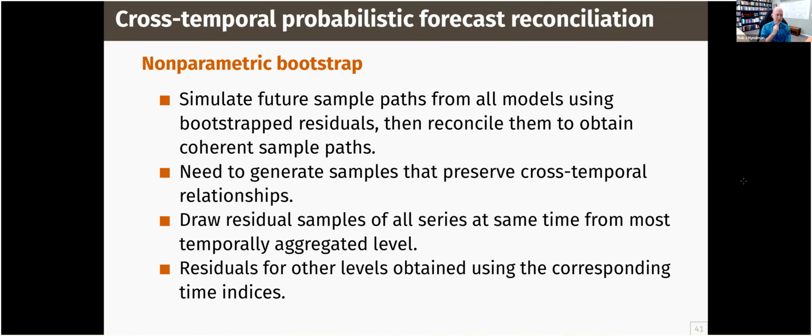I want to simulate future sample paths from all of the models, like I did before, and then reconcile them. But I need to generate samples that preserve both the cross-sectional correlations and the temporal correlations. So what I'm going to do is to draw samples of the series from the same time, from the most temporally aggregated level, and then make sure that I keep the same time period for the others. It's much easier to see this in a diagram.